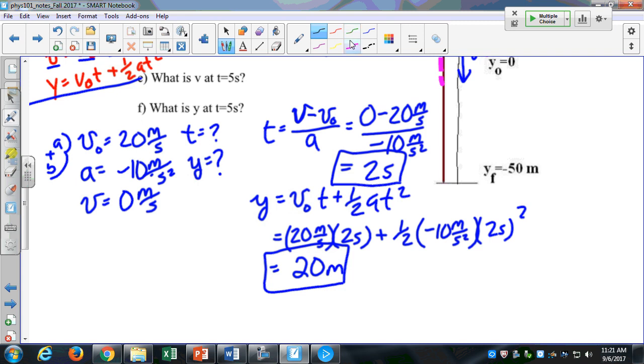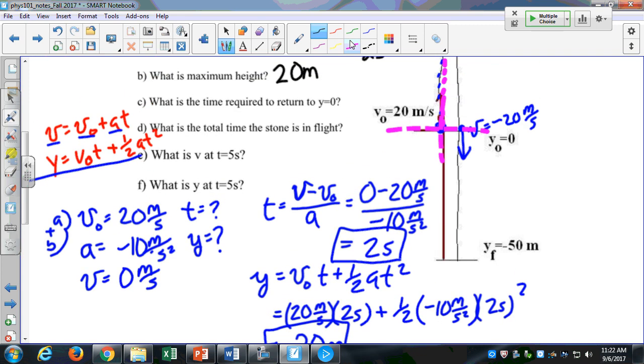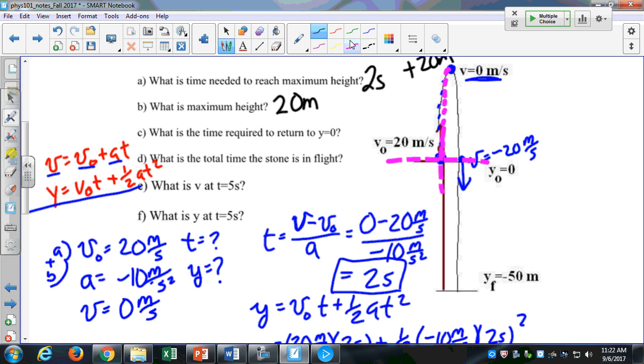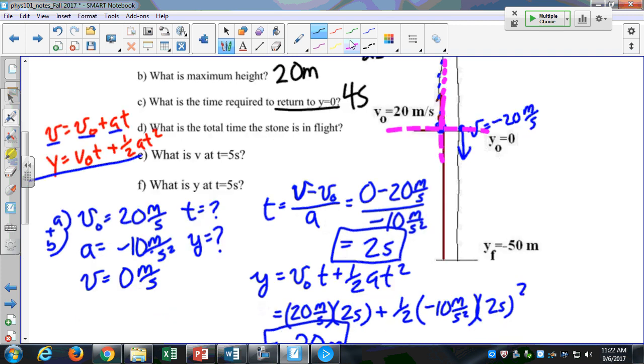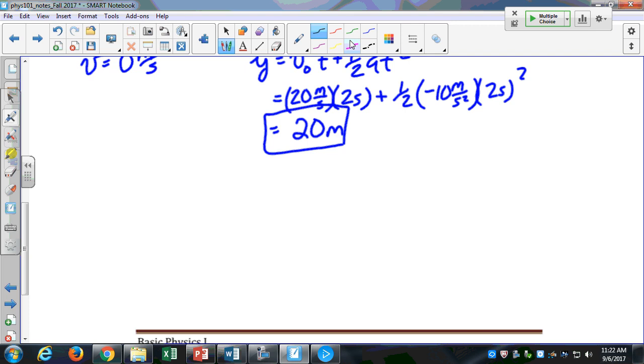You get the time to go up, and then you double it, and so that gives you the time to come back to the original position after this guy jumps off the diving board and then comes back down again. So the total time for the stone in flight, or excuse me, to return back to y equals 0 is 4 seconds. That's 2 seconds, which is the time up, times 2 to get it to come back down again.